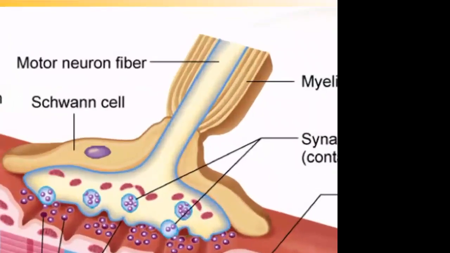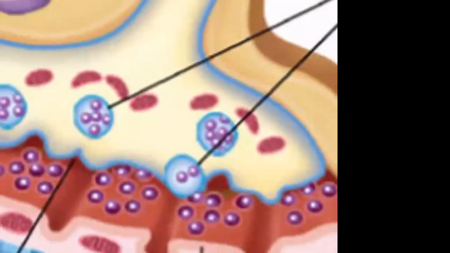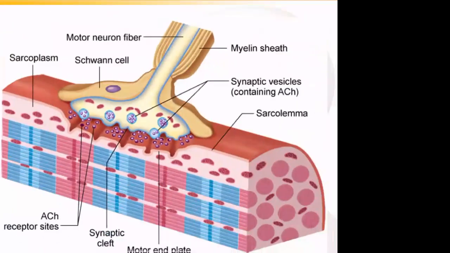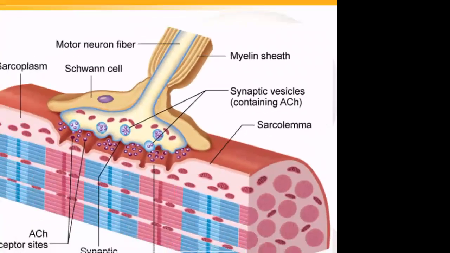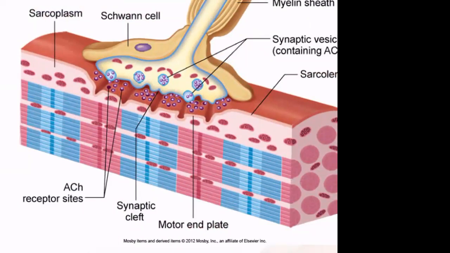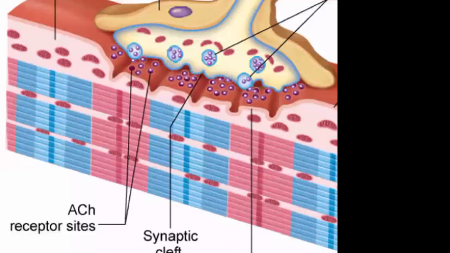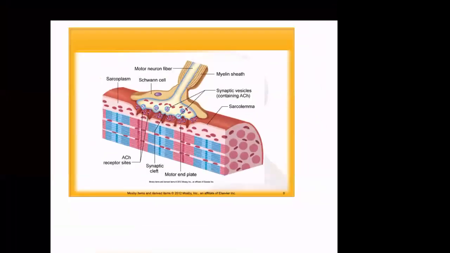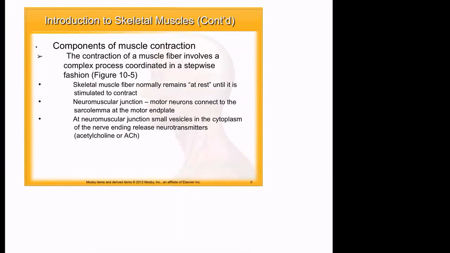So here is the end of those neurons that I was drawing. Here are those vesicles that are filled with acetylcholine. Notice they have capital A, capital C, small h, that stands for acetylcholine. And here it looks like it's touching the cell, but there is actually a gap there. And you can see the acetylcholine moving across that gap and moving into receptor sites, binding to those receptors. That's what causes the change in the permeability of the cell membrane, which allows sodium to come rushing in.